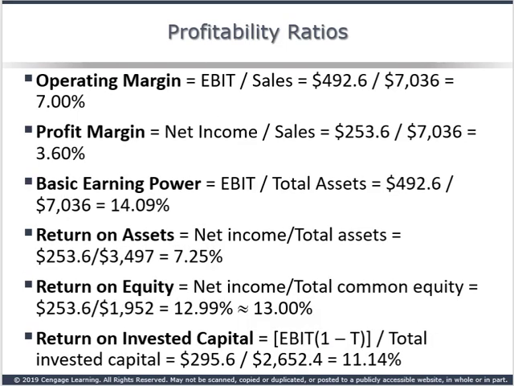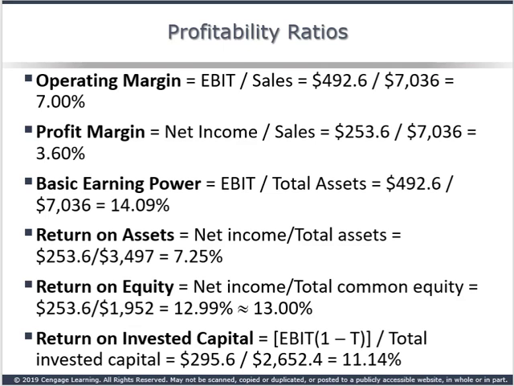The next category, we see a lot of ratios: operating margin, profit margin, basic earning power, return on assets, return on equity, and return on invested capital. The return on invested capital is unique to Brigham and Houston textbooks. Return on equity, which is the 5th one from the top, is the most important ratio, at least from the standpoint of shareholder wealth maximization. And so we see here approximately 13%, which is important to note, and a good rate of return. Not exceptionally high, but good.